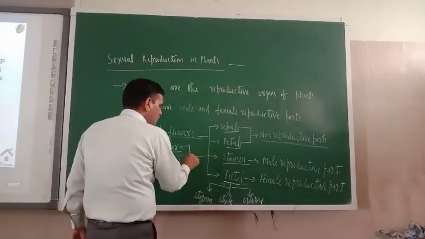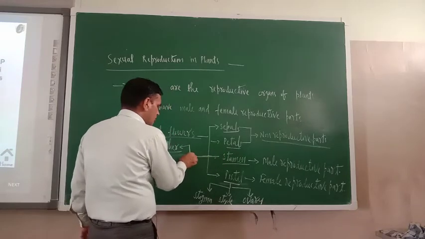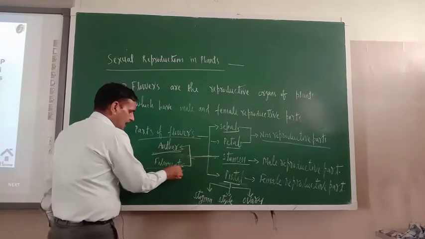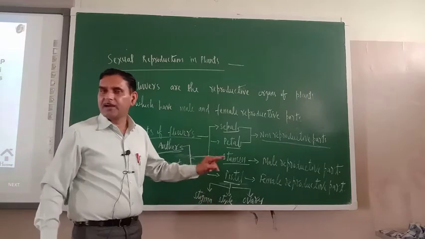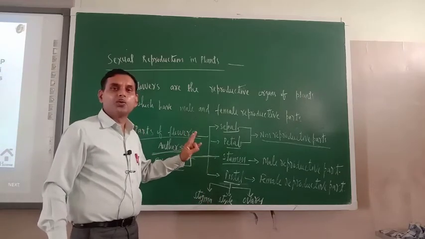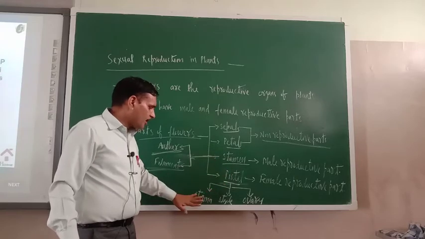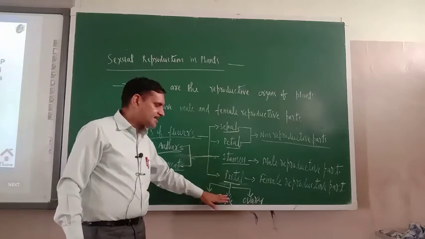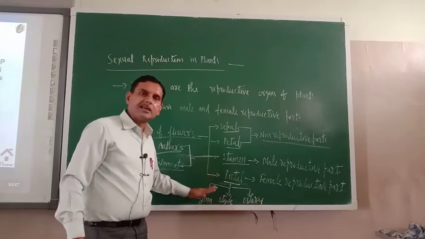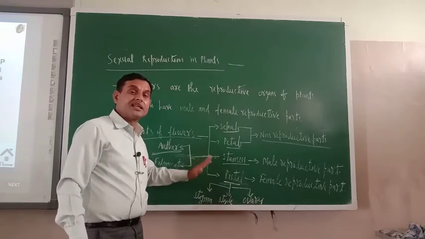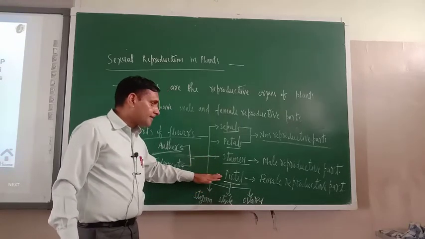Stamen has got 2 parts. How many parts? 2 parts: anther and filament. Anther and filament, these are the 2 parts of stamen. Pistil has got 3 parts: stigma, style and ovary. Stigma, style and ovary, these are the 3 parts of the pistil.